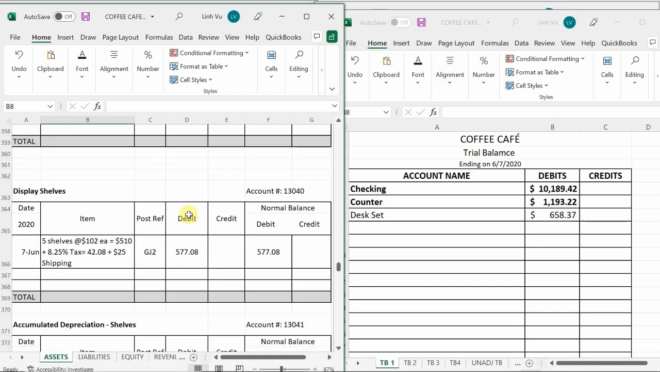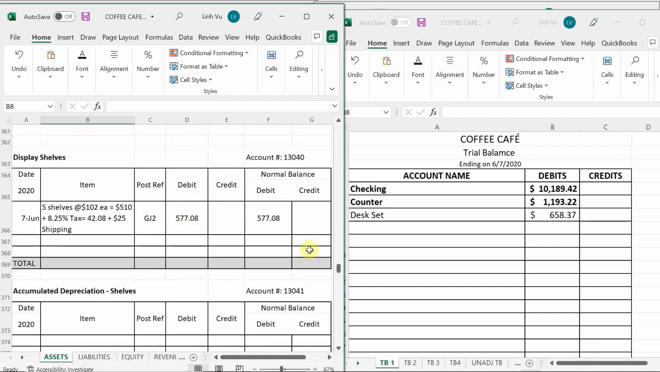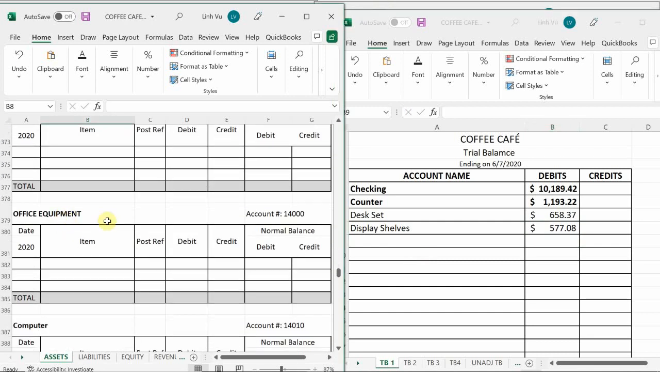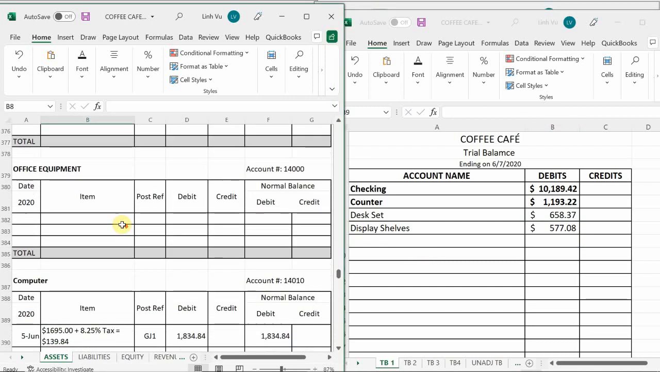All right, next what I have here are display shelves. Yes, right? What's my account balance in my display shelves? Right, 577 and 8 cents. Okay. All right, what about office equipment?